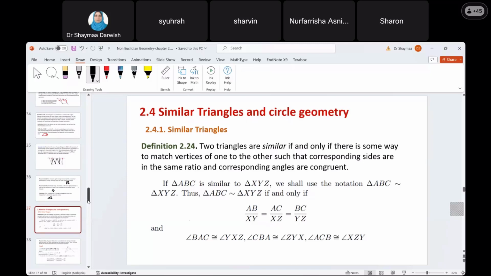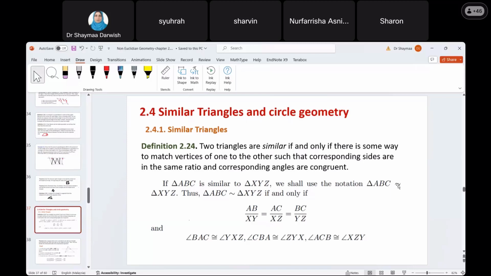So for triangles, if you have two angles and a side, they are congruent. If you have three sides, they are congruent. If you have two angles and one side, they are congruent. But if the sides are not equal to each other, but the corresponding angles are equal or congruent, then we say that the two triangles are similar. So triangle ABC is similar to triangle XYZ, and we note the similarity like this.